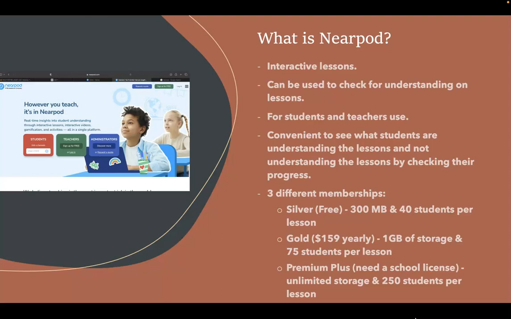It is convenient to see which students are understanding the lessons and which students are not understanding the lessons by checking their progress. There are 3 different types of memberships for this website. You have a free one, which is called Silver, and that one can have 40 students per lesson. There's a Gold that is $159 yearly. That one can have 75 students per lesson.